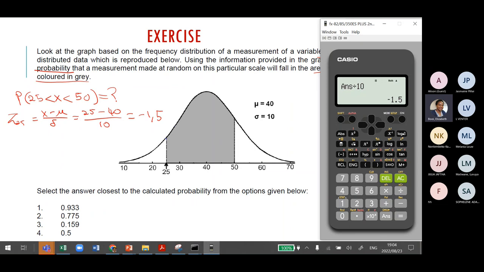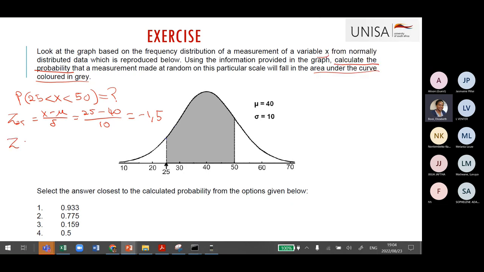Now, I'm not going to do all the work by myself. I'm going to give you work as well. Go and calculate Z of 50. The Z score for 50 is X minus the mean, divided by the standard deviation. Calculate that and let me know when you are done, even if it's only one person.